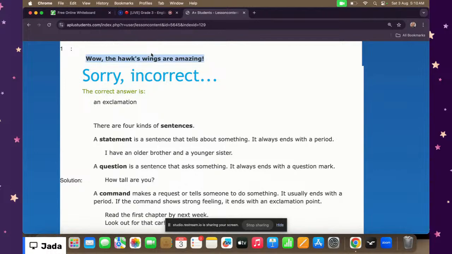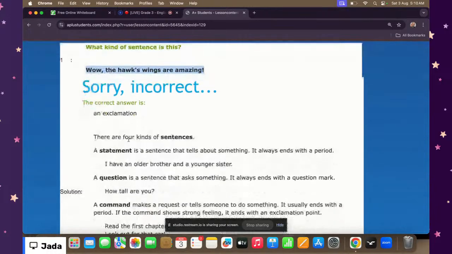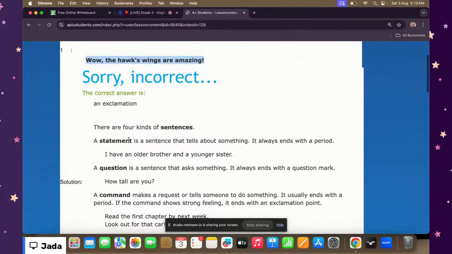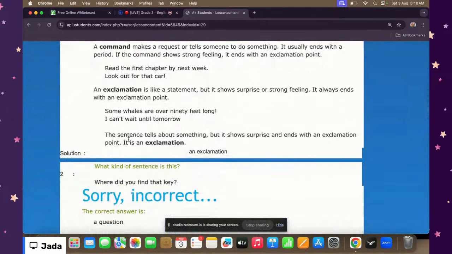Wow, the hawk's wings are amazing! So it's asking what kind of sentence is this? Wow, the hawk's wings are amazing. So it is what? An exclamation, because it's showing surprise. Oh, you're surprised that the wings are this amazing. All right.